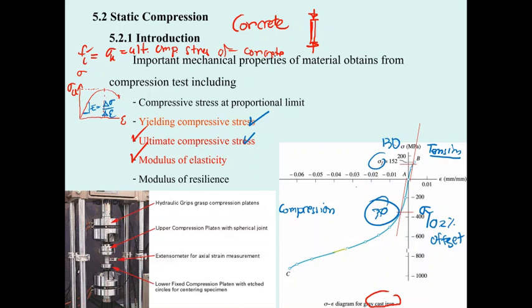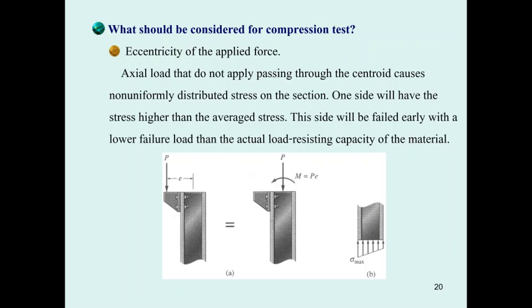Okay, here, also the maximum stress that occurs here is going to be sigma sub u, and also the modulus of elasticity, that is the slope. Most of the time the modulus of cast iron is a little bit lower than the modulus of elasticity of the steel. Okay, what should we consider for the compression test? The same thing as the tension test.